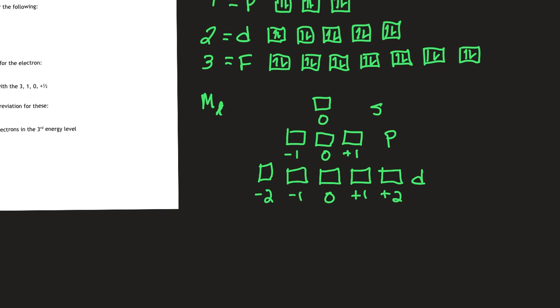F had 7. You can see up here we had 1, 2, 3, 4, 5, 6, 7. So the same thing. Actually, I'm going to take that f away because I'm going to need that room. I'm going to need 7 boxes. So we've got our 0, -1, -2, -3, +1, +2, and +3. Now I'm going to label them.